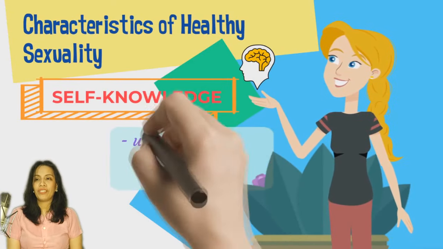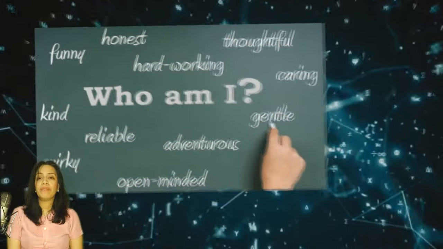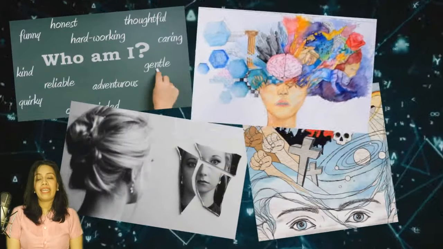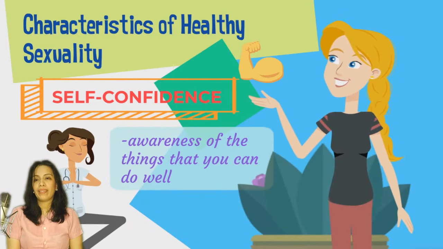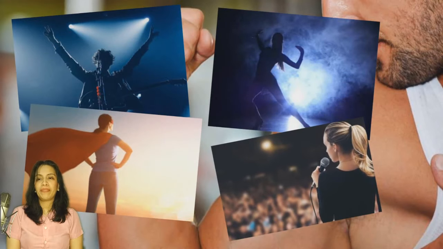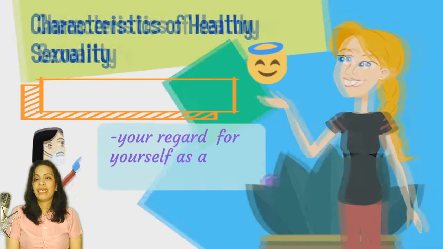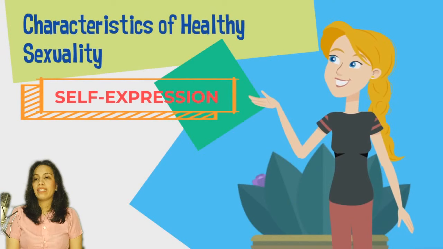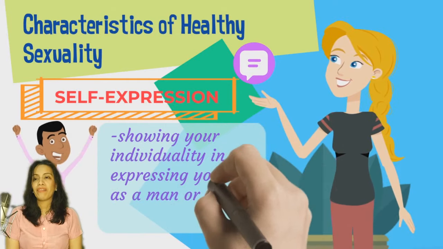Next is self-knowledge, your understanding of your feelings and your character. Self-knowledge means knowledge of one's own sensations, thoughts, beliefs, and other mental states. Next is self-confidence, your awareness of the things that you can do well. Self-confidence is a feeling of trust in one's abilities, qualities, and judgment. Next is self-respect, your regard for yourself as a worthwhile person. Self-respect is a feeling that one is behaving with honor and dignity. And the last one is self-expression, the way of showing your individuality in expressing yourself as a man or as a woman.